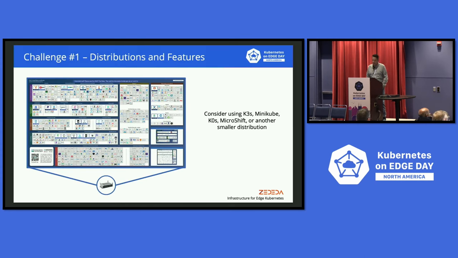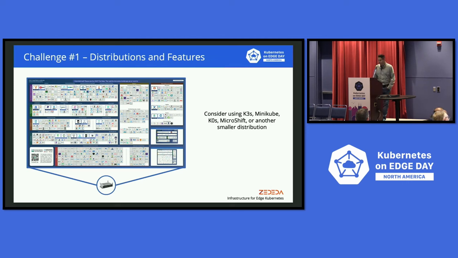So the first one is distribution and features. Often we're seeing one node deployments, so running Kubernetes on a single node. You also support clustered nodes, so 2 and 3 as well. But this particular customer runs on a single node, and as such, you can't run the entire CNCF ecosystem, right? Auto scaling means less when you're running on a single server.